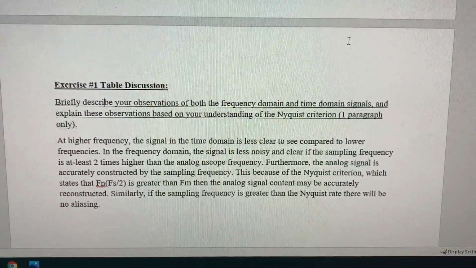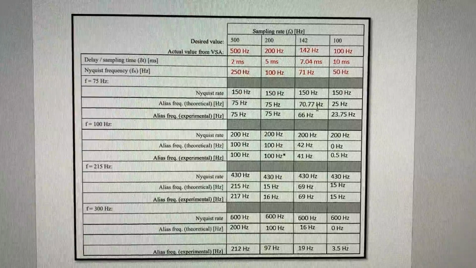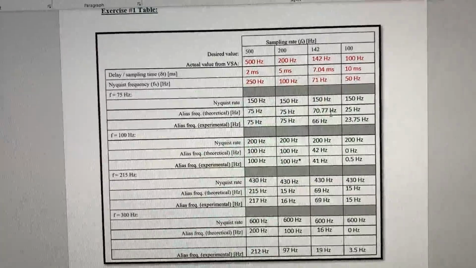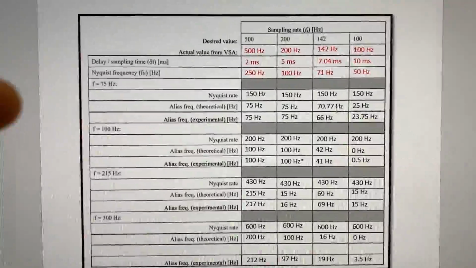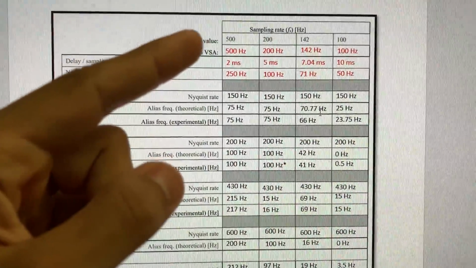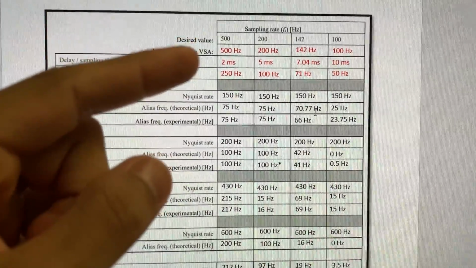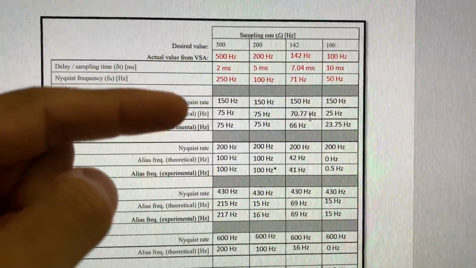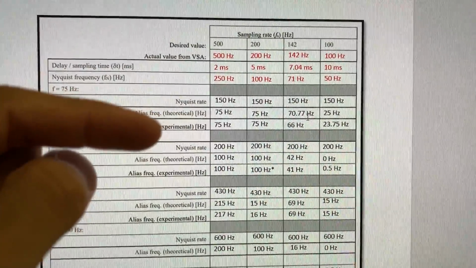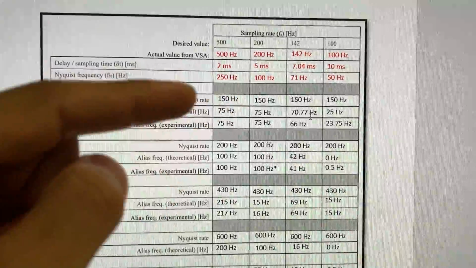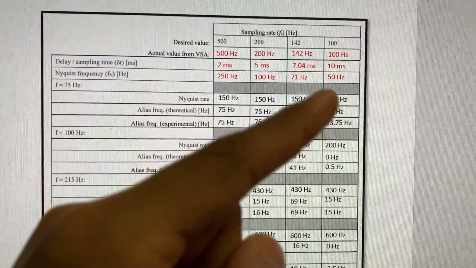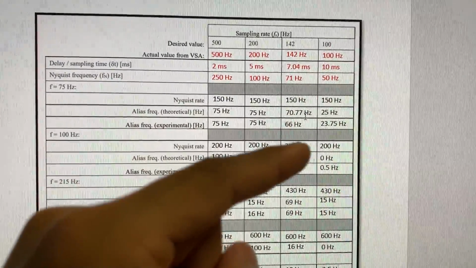These are our observations for question 1. To summarize the table, you can tell which signal is aliasing or not. All you have to do is compare the sampling frequency to the Nyquist rate. If the sampling frequency is less than the Nyquist rate, you know the signal is aliasing. You can see down here that 500 and 200 are more than 150, so they're not, but these two are less than 150, so they are.